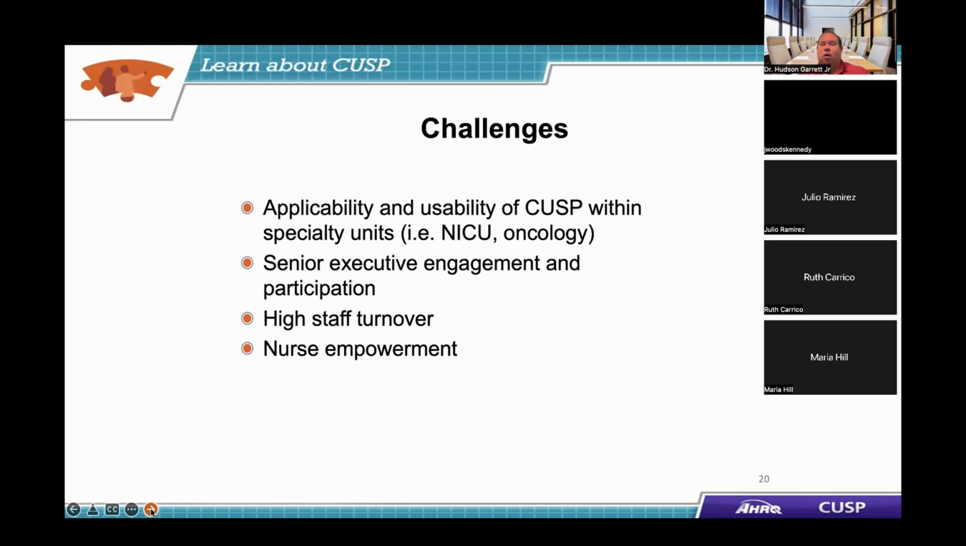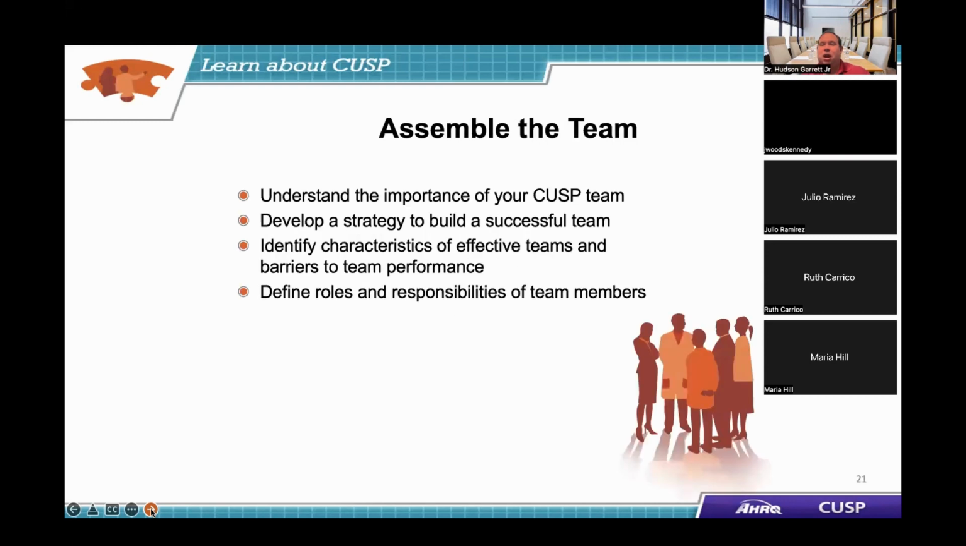The other one that we're facing right now, not just in healthcare, but just in general, is getting people to come to work. Right? We have this massive amount of staff turnover and frankly, just the ability to staff and recruit. And so this nursing empowerment piece may be completely devastated within many of our organizations. And lastly, we've got to get our senior leaders engaged and participating in the process.